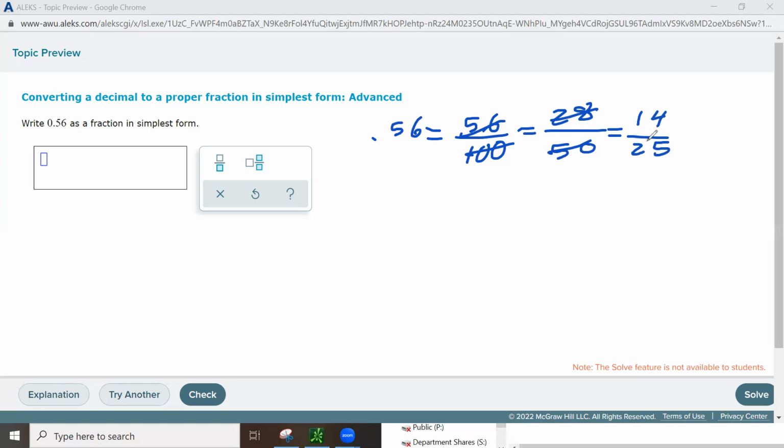And this guy only has factors of 2 and 7, and he has 5 and 5, so they've got nothing in common. So 14/25, that's going to be our guy. So all we're doing now is, okay, let's just simplify it once we turn it into a fraction.